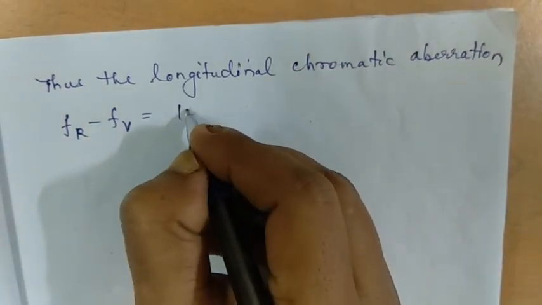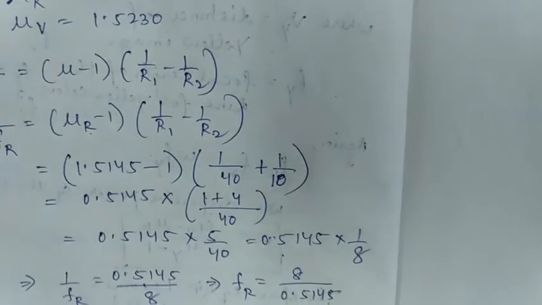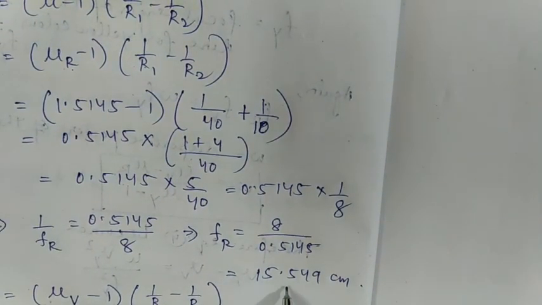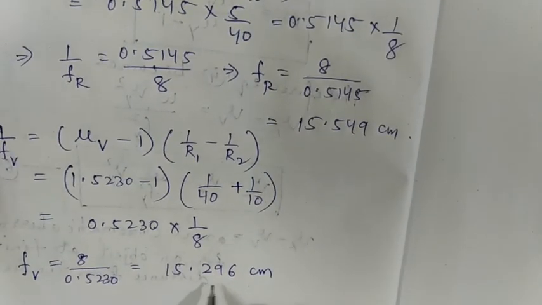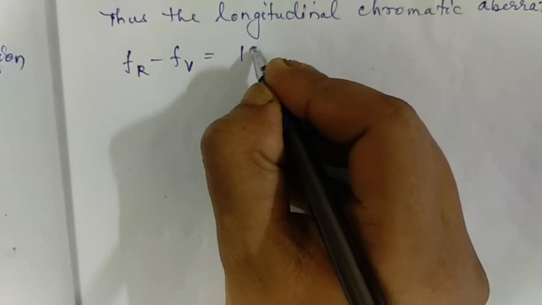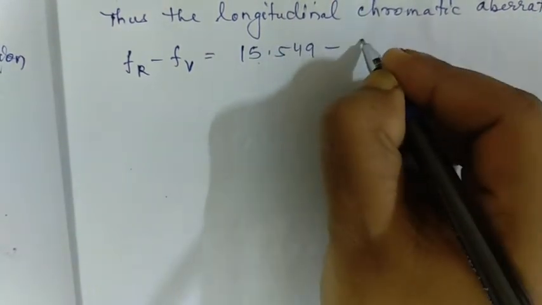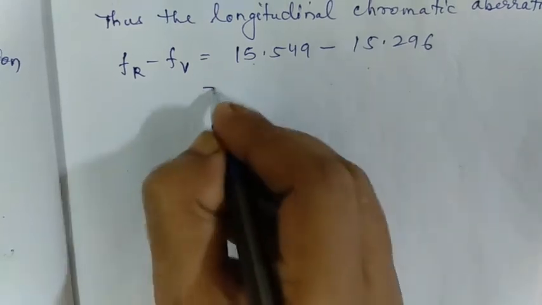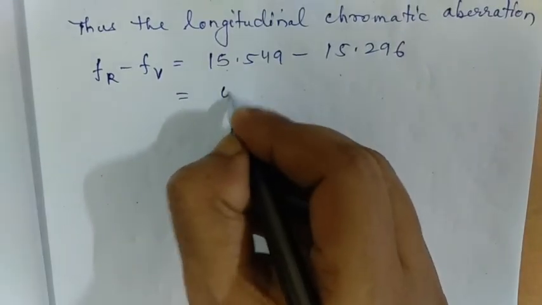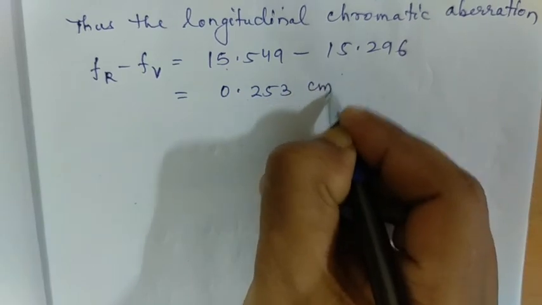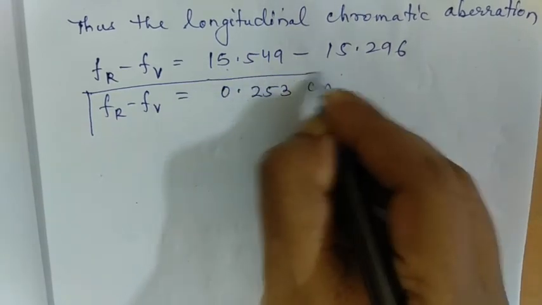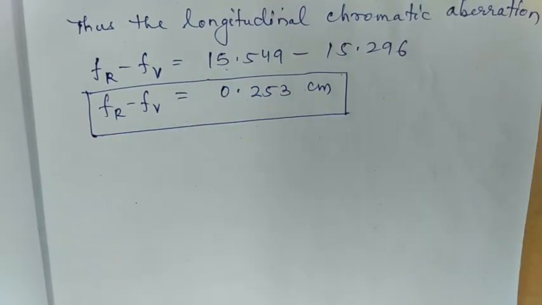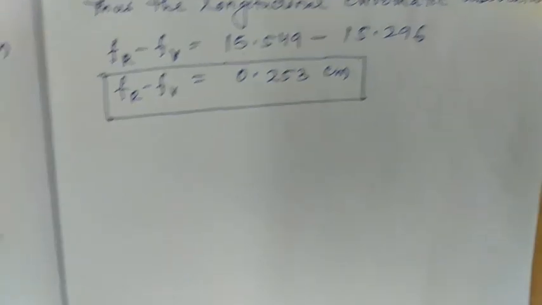Now we got the red color as 15.549, and for violet color you got 15.296. Just put these values. So we'll get 15.549 minus 15.296. You subtract this, you will get 0.253 centimeter. So this is how you calculated the longitudinal chromatic aberration when an object was at infinity. This is a problem we calculated.